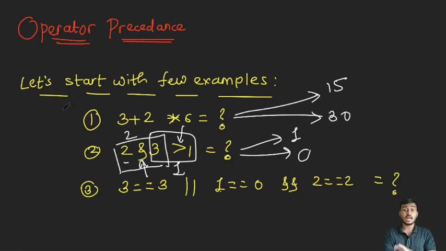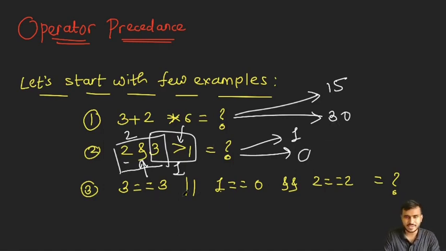All right, now just try to answer the next question, the third expression. The third expression says 3 equal to 3, or 1 equal to 0 and 2 equal to 2. Now pause the video and try to answer this question. Just see whether you are getting the correct answer or not. I haven't revealed the answer of the second expression yet, so I haven't officially told you the correct answer of expression number 2. Similarly, I'm not going to reveal the answer of expression number 3. We are first going to see the precedence rule, and then you are going to guess the correct answer among these two answers. So let's try to guess the answer for the third expression as well.